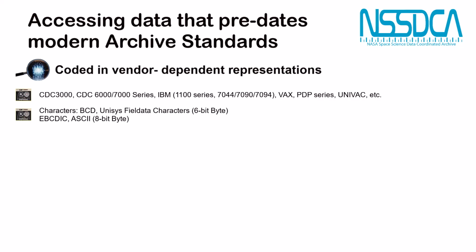ASCII was mandated in 1968 by President Lyndon B. Johnson as the standard for all U.S. federal government computers. NSSDCA has dealt with at least 4 different variations of BCD character sets. Many of them were written in 6-bit byte code rather than today's 8-bit byte standard.